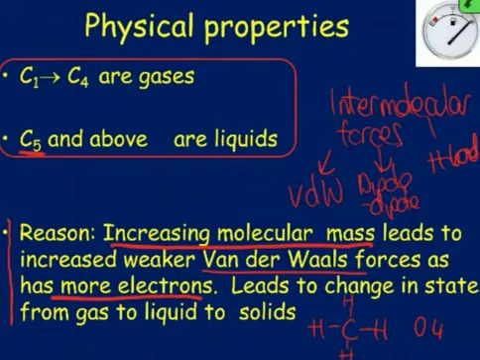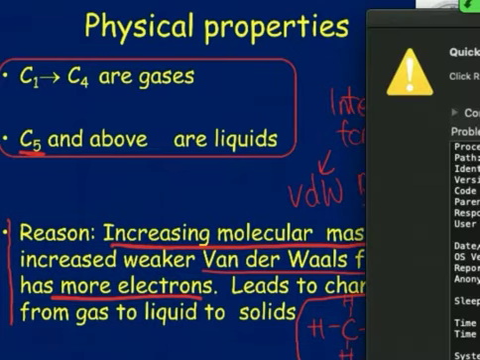So you need to recognize when you look at a structure like this, what are the intermolecular forces that are present. So there's no hydrogen bonding because there's no nitrogen with hydrogen, there's no oxygen with hydrogen, there's no fluorine with hydrogen. There's no dipole because the electronegativity difference is only 0.4.